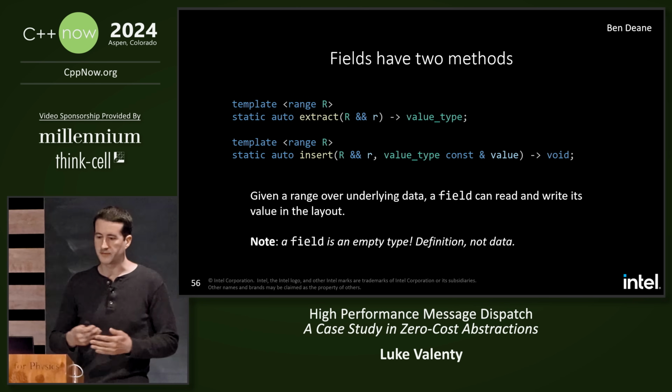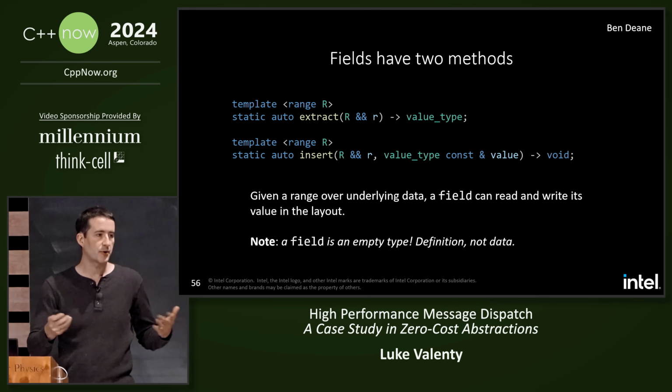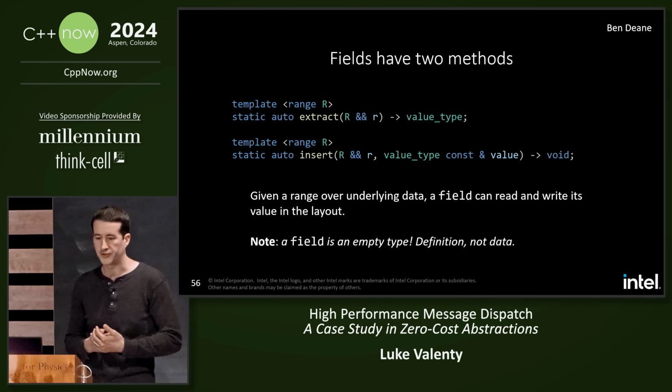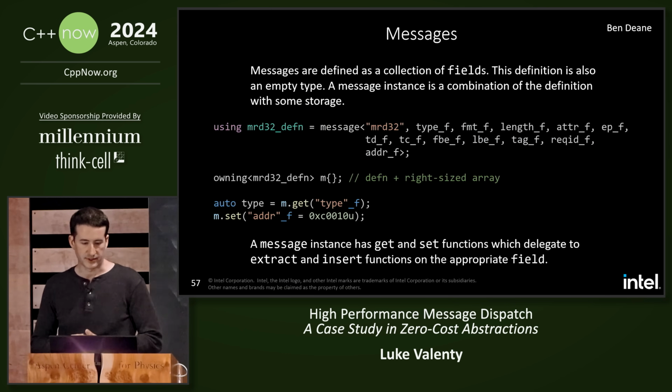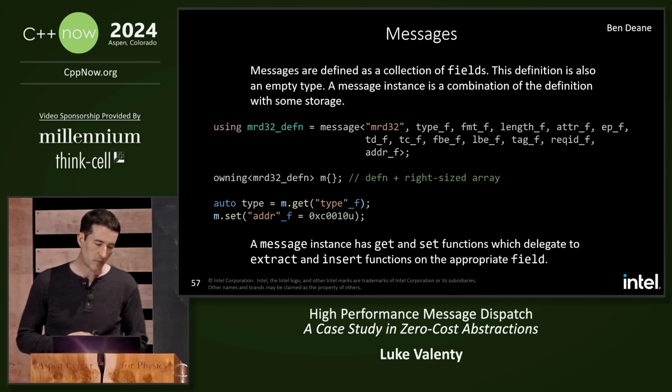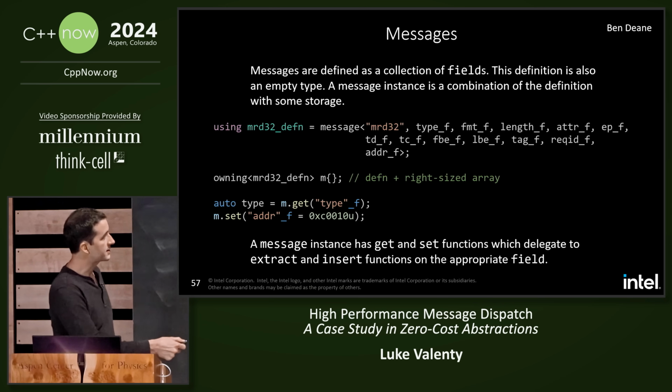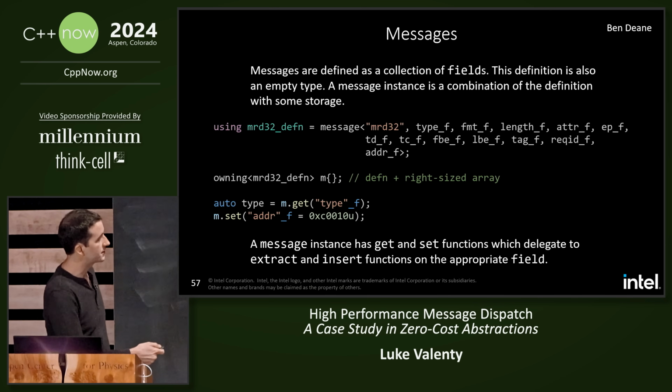And then the fields themselves, they're empty types, but they describe how to extract and insert a field into a range, right? Our messages then are just compositions of fields. But again, this is an empty type. It's just the definition. It's just describing what it is.